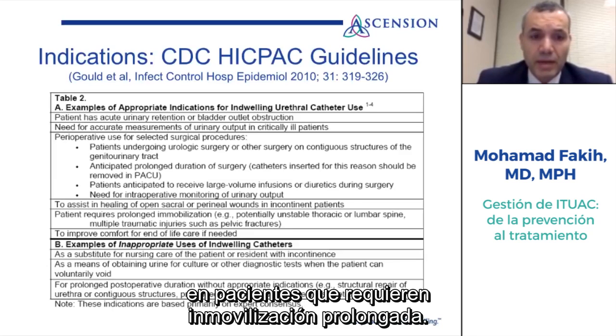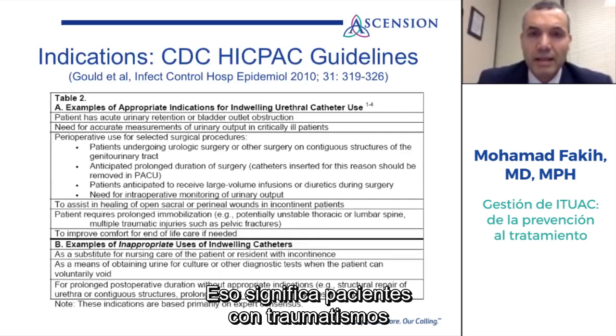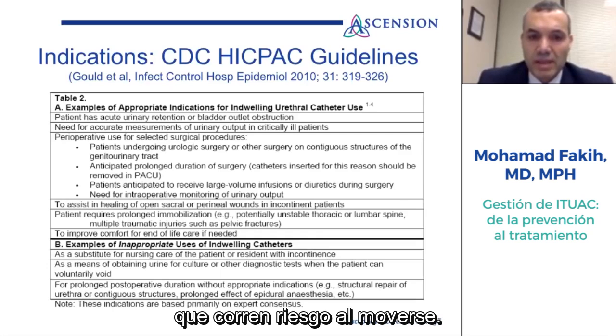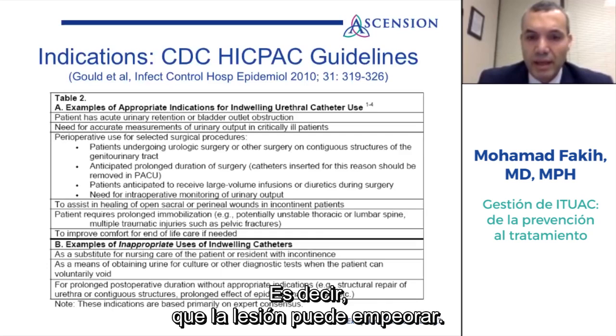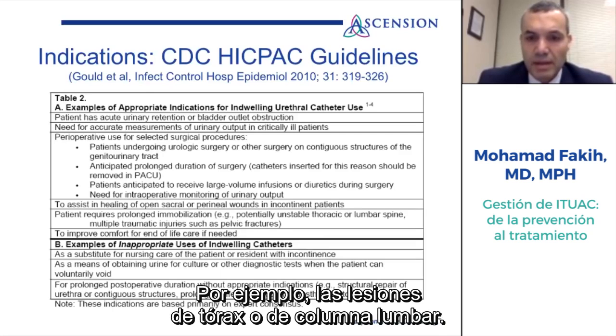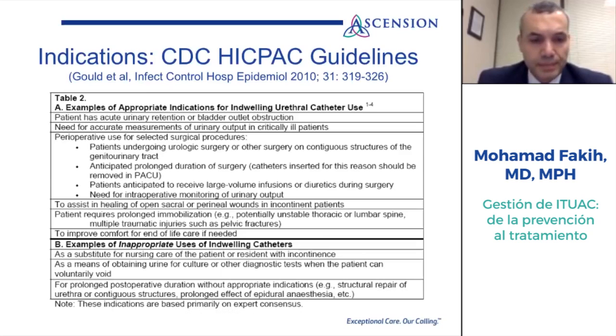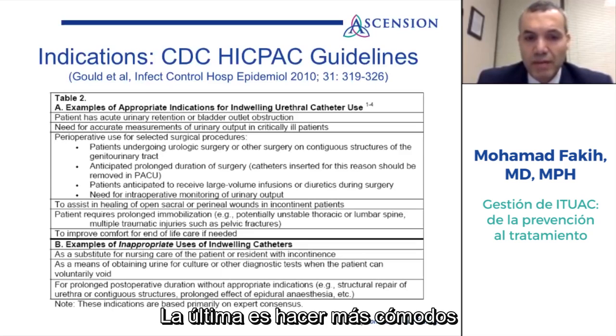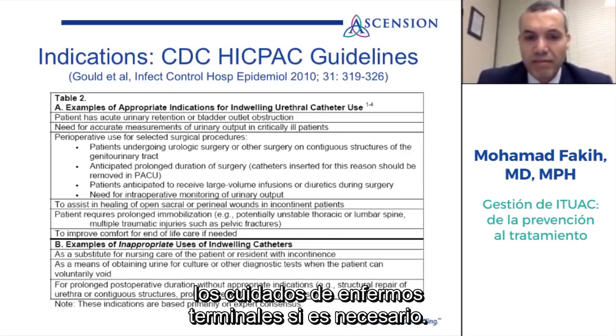Another category is patients that require prolonged immobilization, and by that we mean patients that had trauma, and there's a risk if they move to have a further injury related to the trauma. So examples would be thoracic or lumbar spine injuries. And the last one is to improve comfort for end-of-life care if needed.